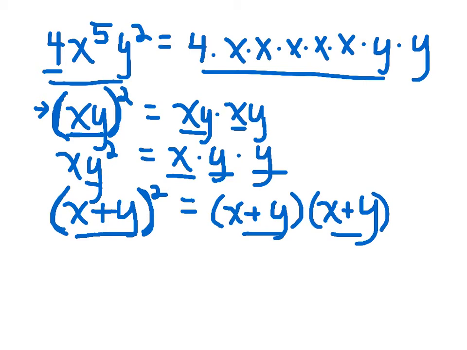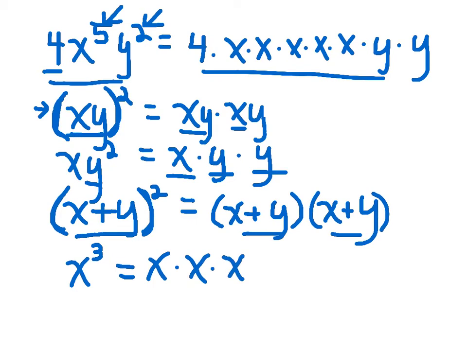So this, you would say this is 4x to the fifth y to the second. The exponents here would be called the fifth power. This is the second power, otherwise known as squared. If I talk about something to the third power, it is in expanded form x times x times x, and it's otherwise known as x cubed, which comes from the solid cube having a volume of x to the third power if it has a side length of x.